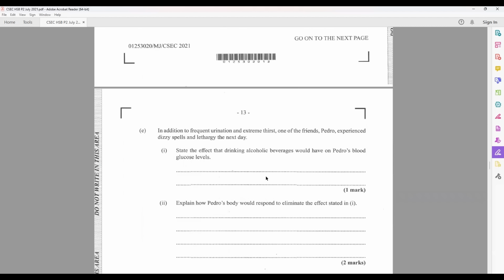In addition to frequent urination and extreme thirst, one of the friends, Pedro, experienced dizzy spells and lethargy the next day. State the effects that drinking alcoholic beverage would have on Pedro's blood glucose level. So if we're thinking about blood glucose level, remember, this is a negative feedback mechanism. So it means if he has been drinking, and they already told us that the alcoholic beverage is high in glucose, it means his glucose levels will increase.